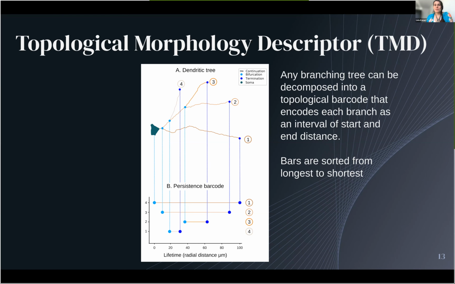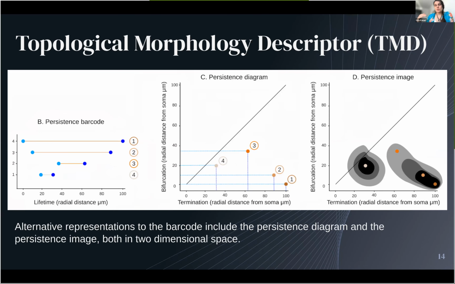So let's start from the topological morphology descriptor, which I'm going to call TMD. This is the algorithm to transform a dendritic tree into a persistence barcode. The idea is to encode each one of the branches within the tree structure as a bar, where the first point of the bar corresponds to the start of the branch and the last point corresponds to the end of the branch. The persistence is preserved, so we start from the longest to the shortest bars. The persistence barcode can alternatively be represented as a persistence diagram or a persistence image in two-dimensional space. These two representations are usually preferable because they're easier to use as inputs into classifiers or computational tools to compare them.